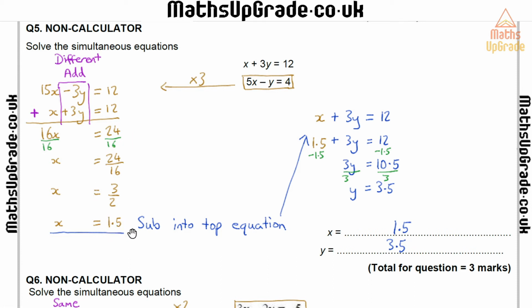I need to substitute that into the top equation, or any equation really, but I'm choosing the top one. So x is 1.5, so it's 1.5 plus 3y equals 12. I subtract 1.5 from both sides, that gives me 3y equals 10.5. Divide by 3 on both sides, y equals 3.5. So x is 1.5, y is 3.5 for 3 marks.